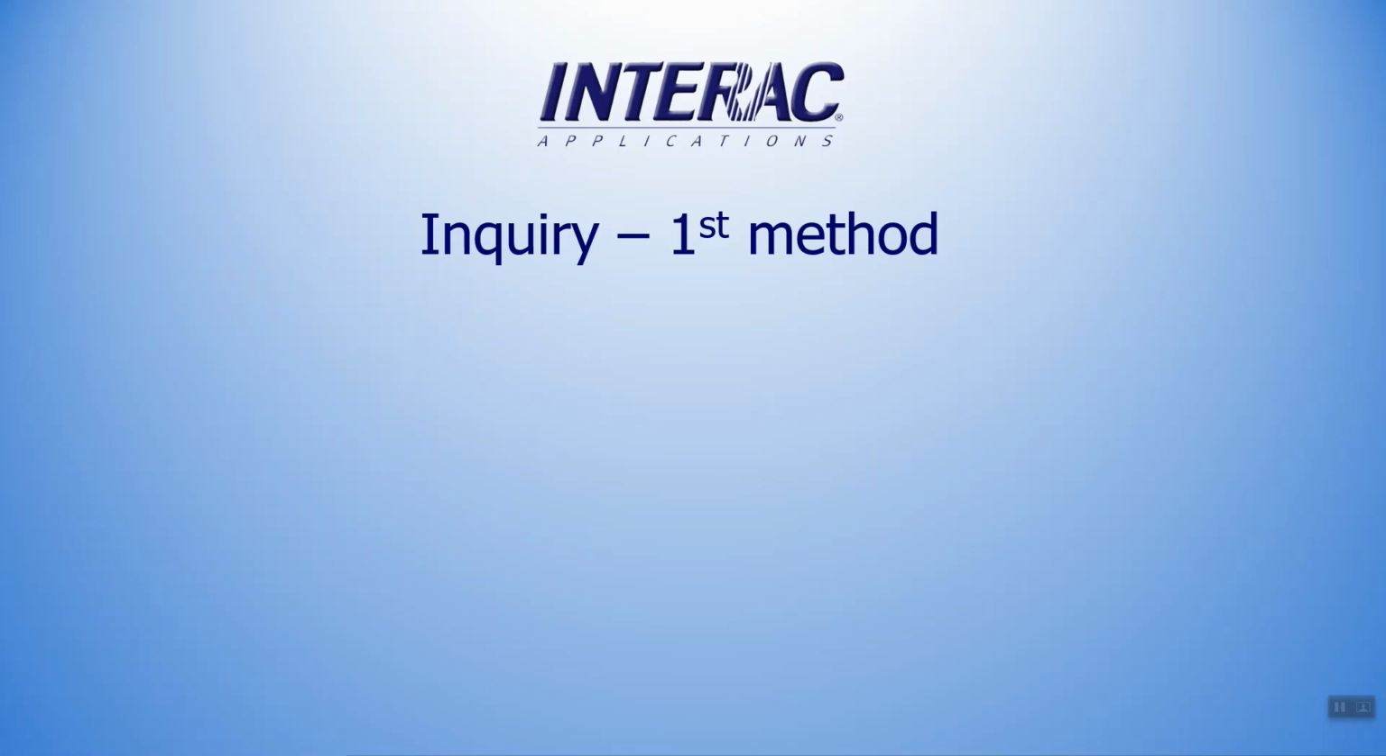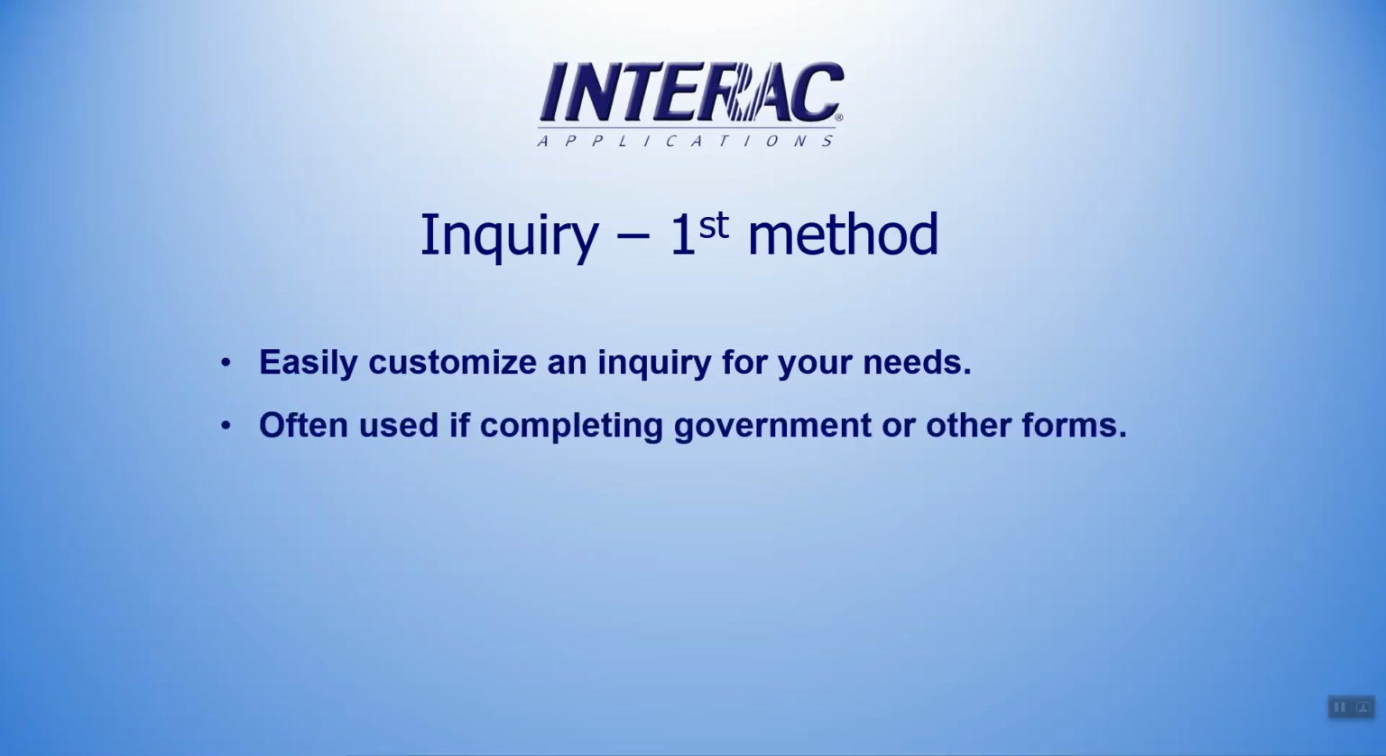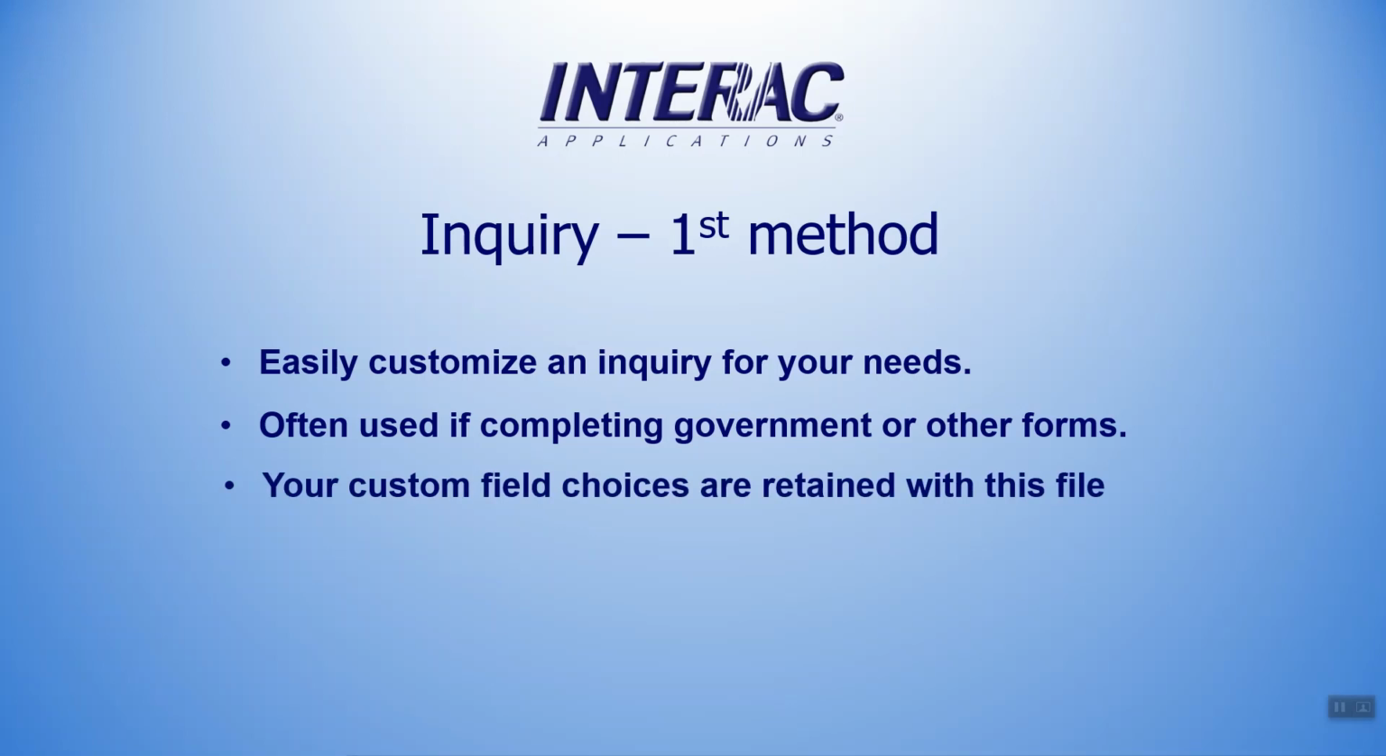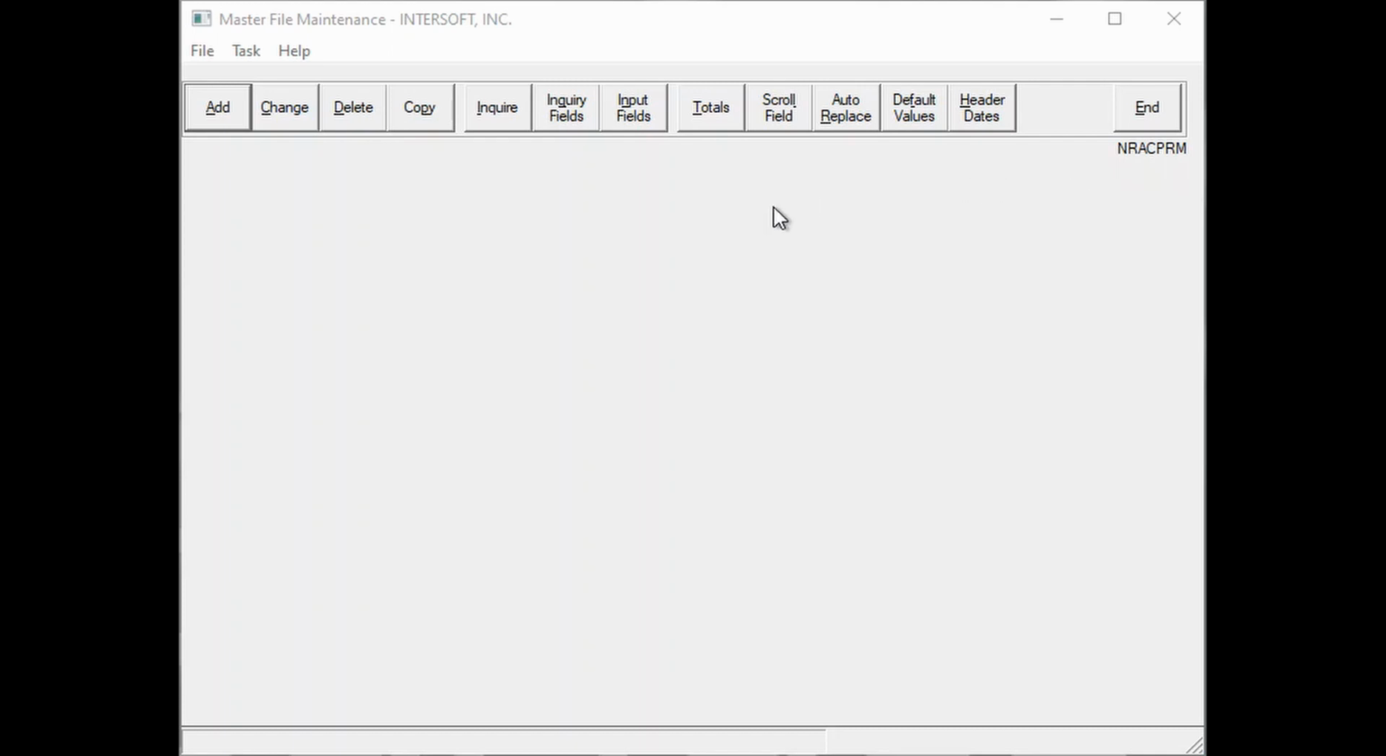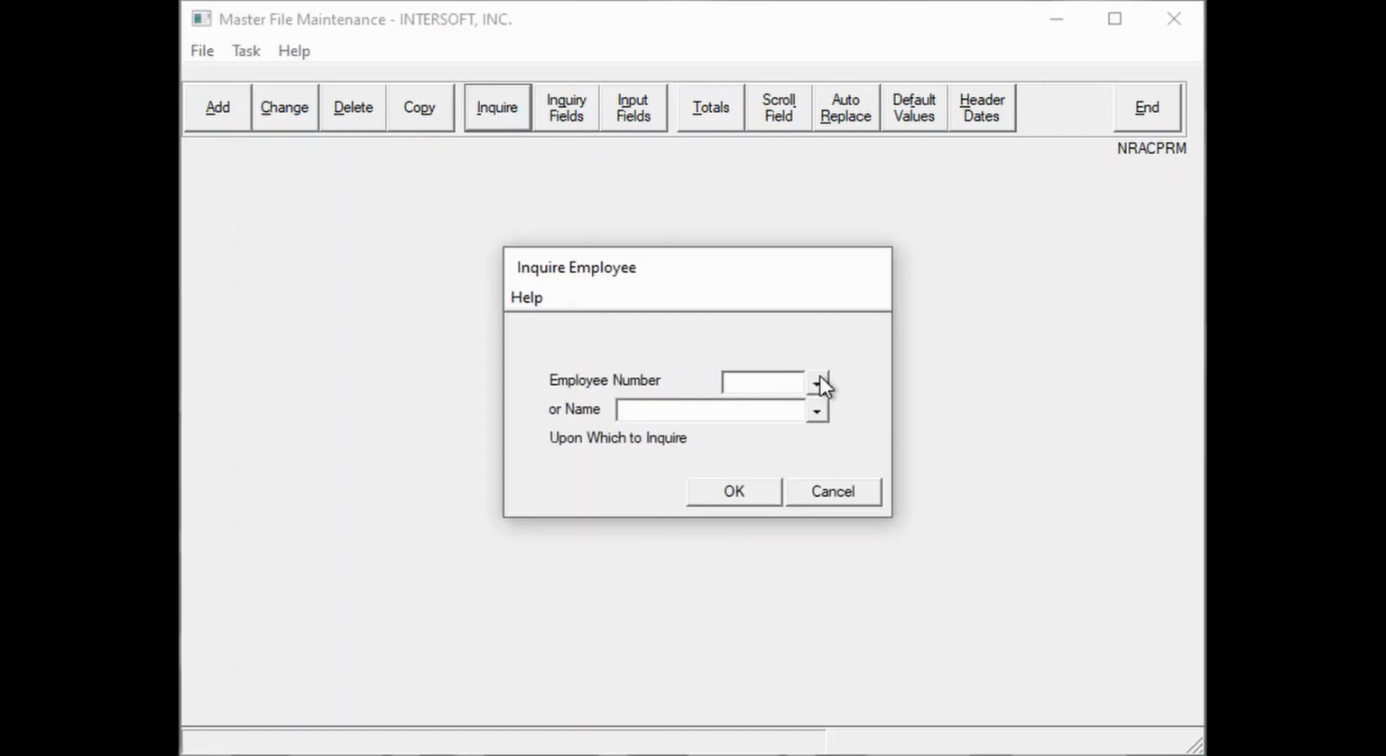We'll now look at the first method of doing inquiries in file maintenance. You can easily customize an inquiry for your needs, and this is often used if you're completing government or other forms. Your custom field choices, which we'll be looking at in a moment, are retained in this file, so you can set your inquiry and come back and use it again another day. The first inquiry method we're going to look at utilizes these two buttons right here, Inquiry and Inquiry Fields. First, we'll click on Inquire and choose an employee number.